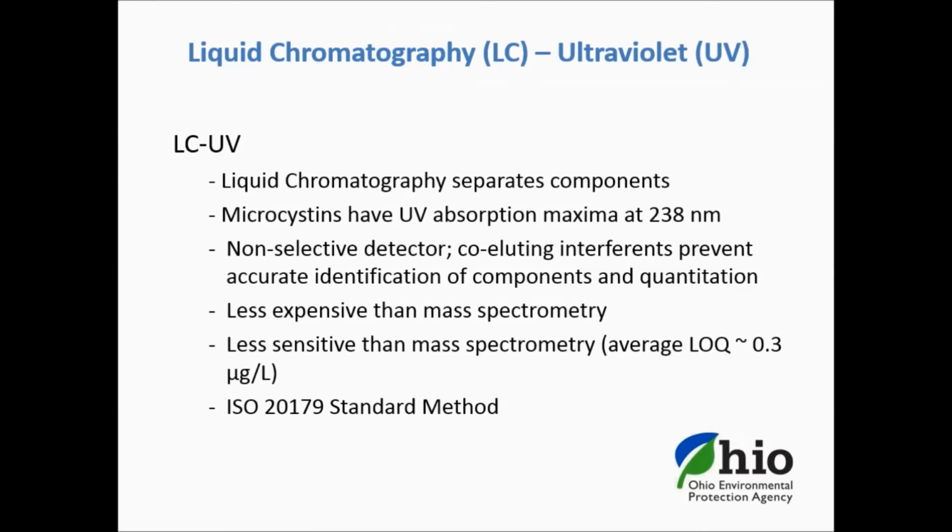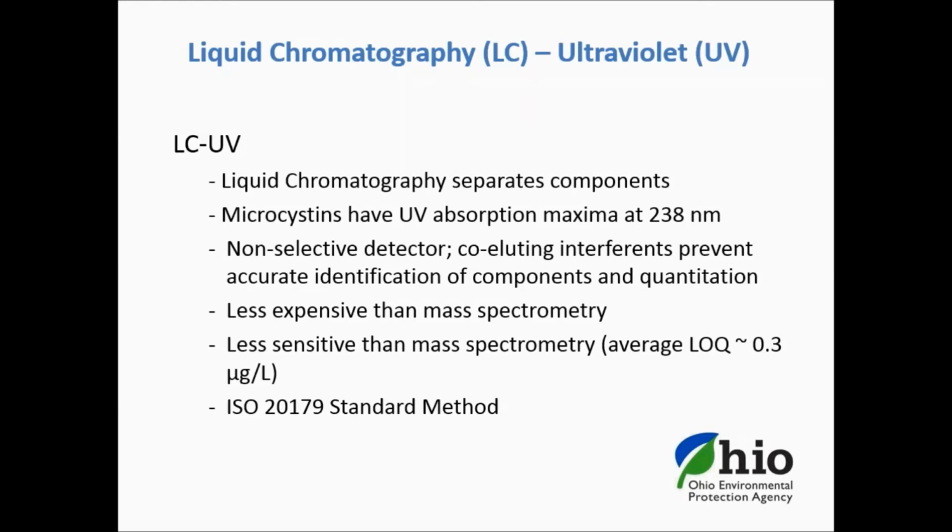Liquid chromatography followed by UV detection. In liquid chromatography followed by UV detection, the chromatography first separates components and then the 238 nanometer wavelength is monitored since microcystins have a UV absorption at that wavelength. This is not a method that Nick had went over.